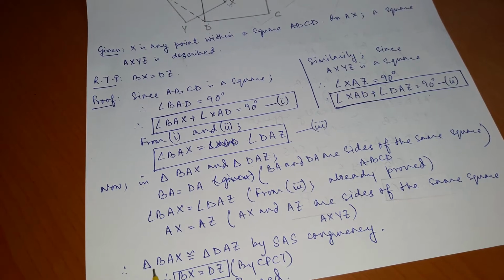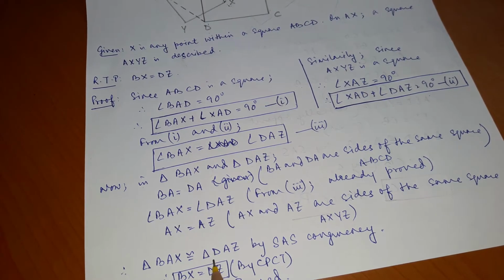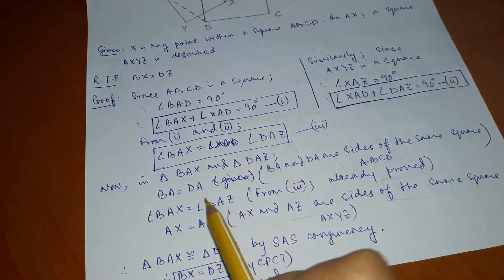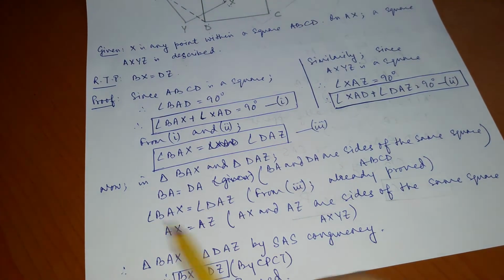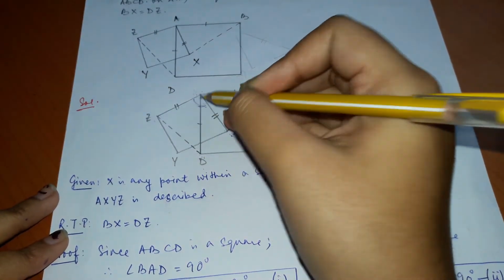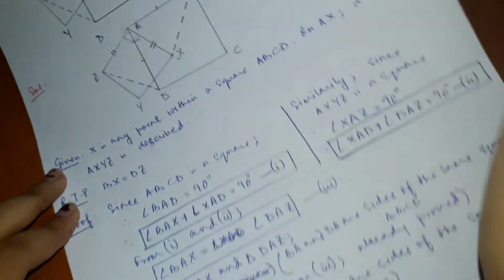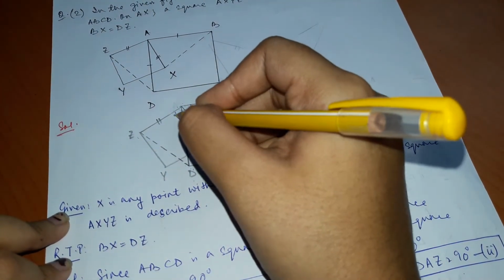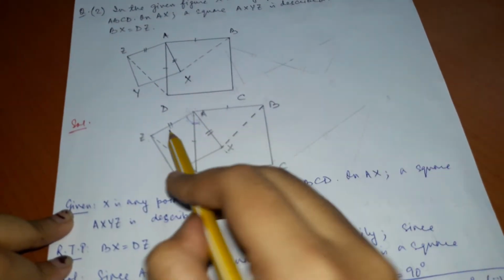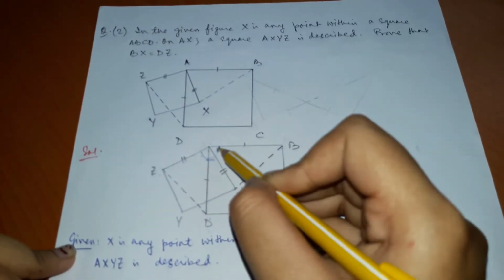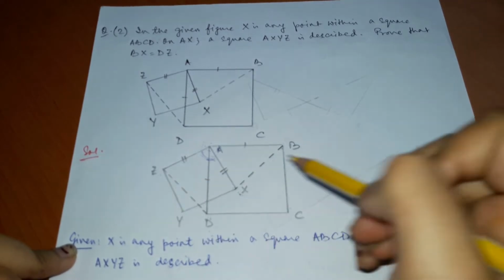So triangle BAX is congruent to triangle DAZ by SAS, because look, side angle side, and this angle is the included angle. Look at the figure. Angle DAZ and angle BAX, these two angles are the included angles. Because these two sides are equal, these two angles are equal, and these two angles are the included angles.